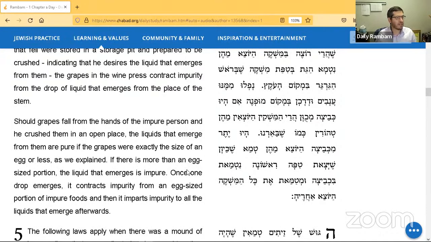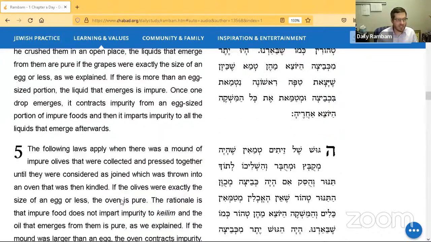Should grapes fall from the hands of the impure person and he crushed them in an open place, it's not on other grapes, just in the area, the liquids that emerge from them are pure if the grapes were exactly the size of an egg or less, as we've explained, because each one does not contract from the solid that it is emerging from. If there were more than an egg-sized portion, then the liquid that emerges is impure because it will immediately contract impurity from the solid from which it is emerging. Once one drop emerges, it contracts impurity from an egg-sized portion of the impure foods, and then it imparts impurity to all the liquids that emerge afterwards, as we've just said.